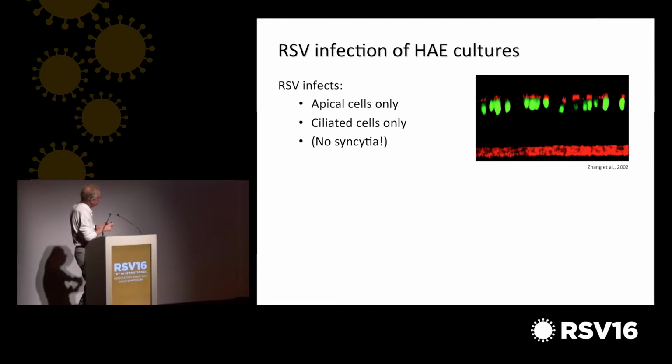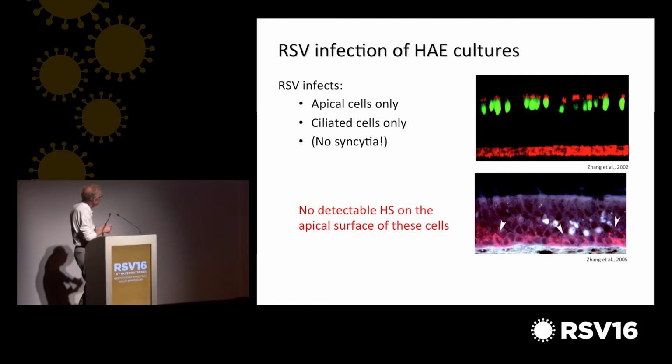So it infects the ciliated cells, the apical cells. The other thing that was interesting is we don't see syncytia fusing these cells together, and it's probably because of the tight junctions preventing the F protein that goes to the apical surface from going to the neighboring cell.